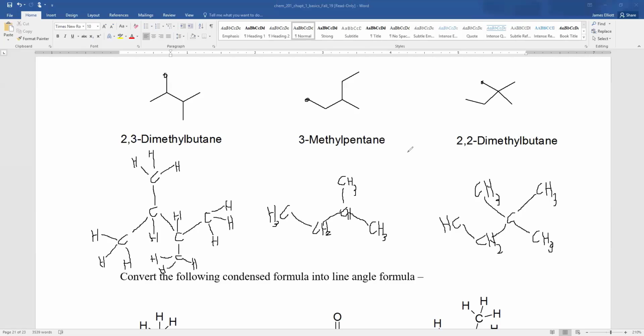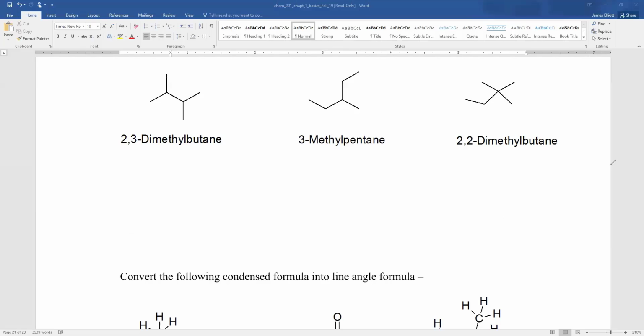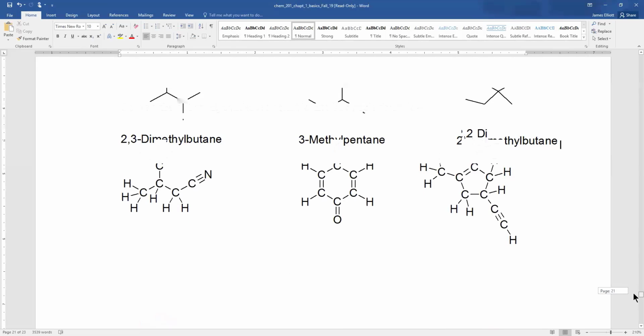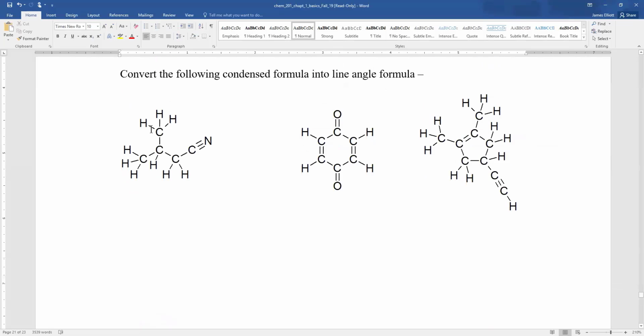Okay, ready for the last 3, doing the line angle formulas. Move the table down. Okay. So now this time we have the structural formula. We're going to turn it into a line angle formula. So we'll start with this carbon here. Go straight down to the next carbon. And then we go left and right, sloping down either side.